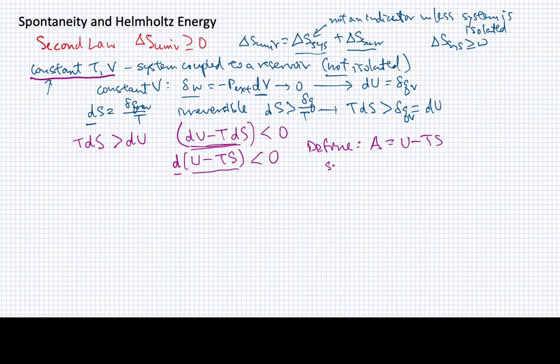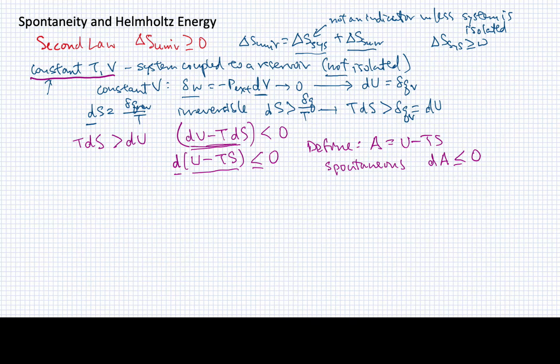And for a spontaneous process, this implies that the differential change in A must always be less than 0. Now I'm going to go ahead and add an equals here, because if it turns out to be a reversible change, then it could be equal to 0, but it can never be greater than 0. If it's ever greater than 0, then this would not end up being spontaneous.